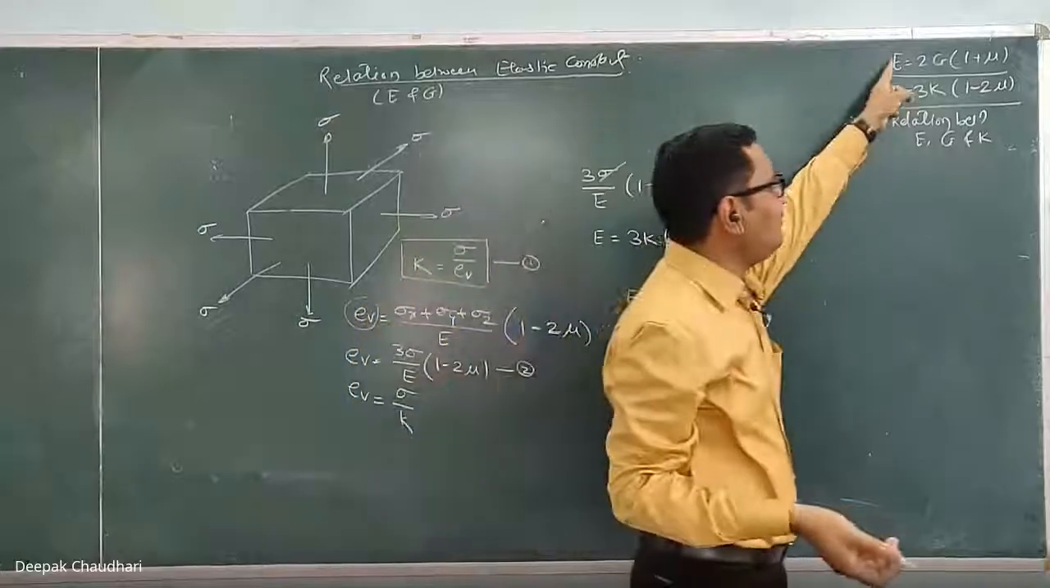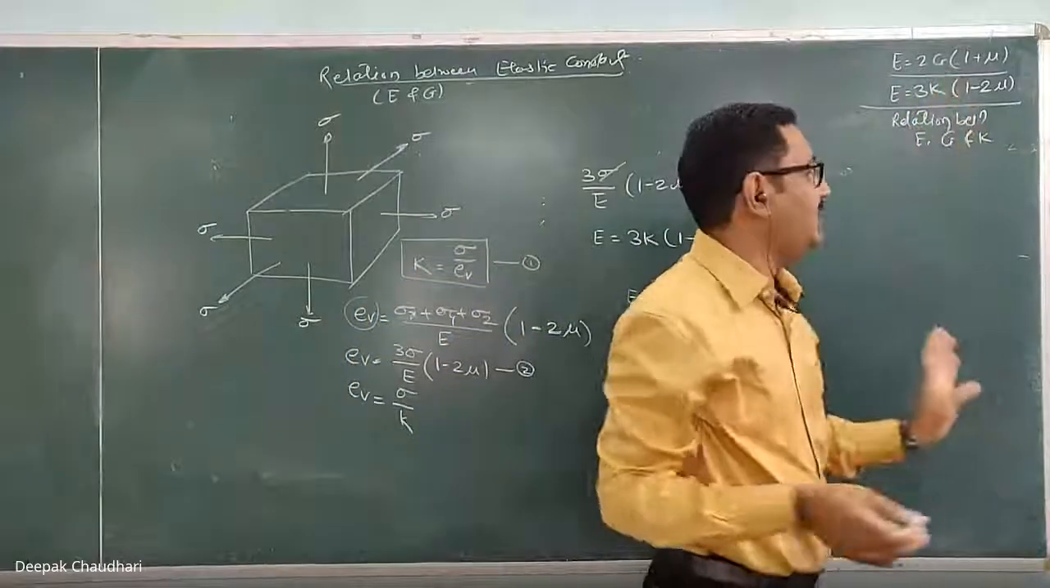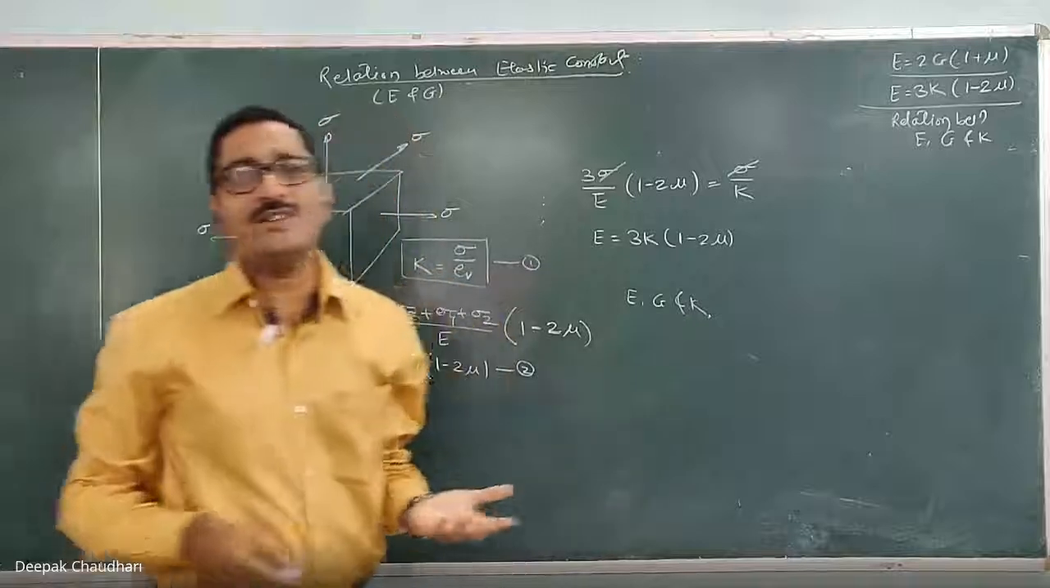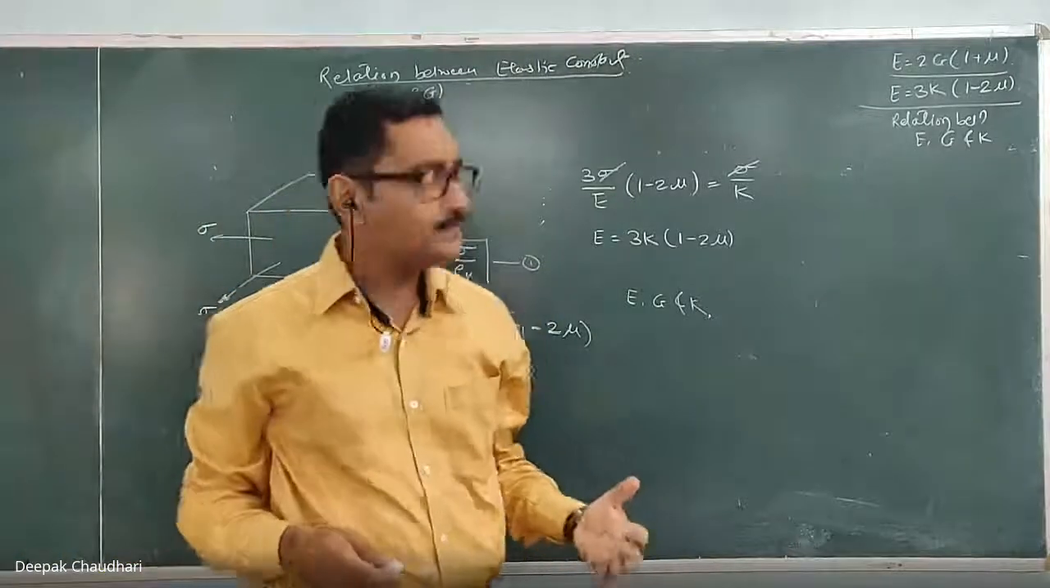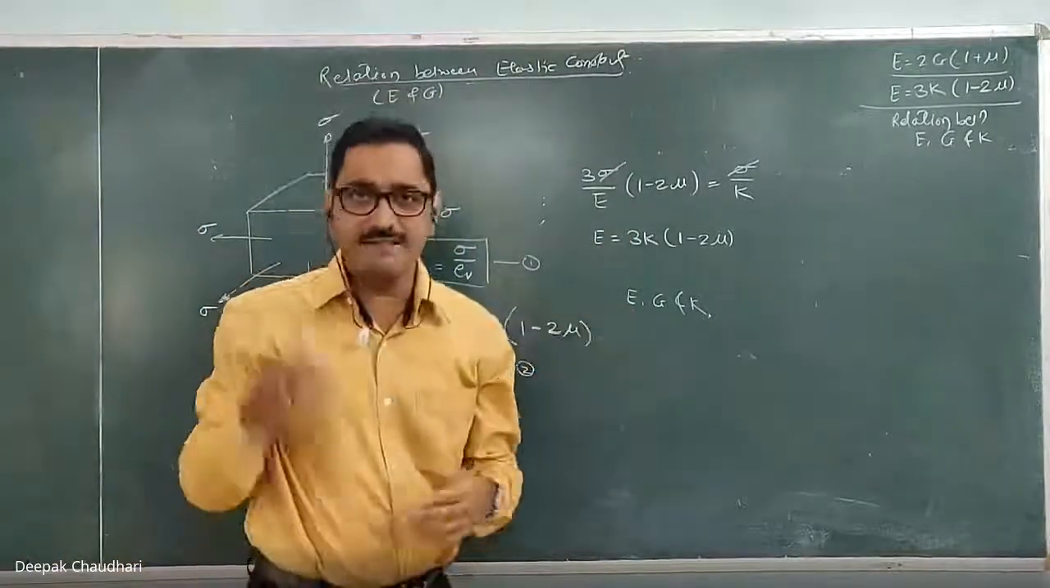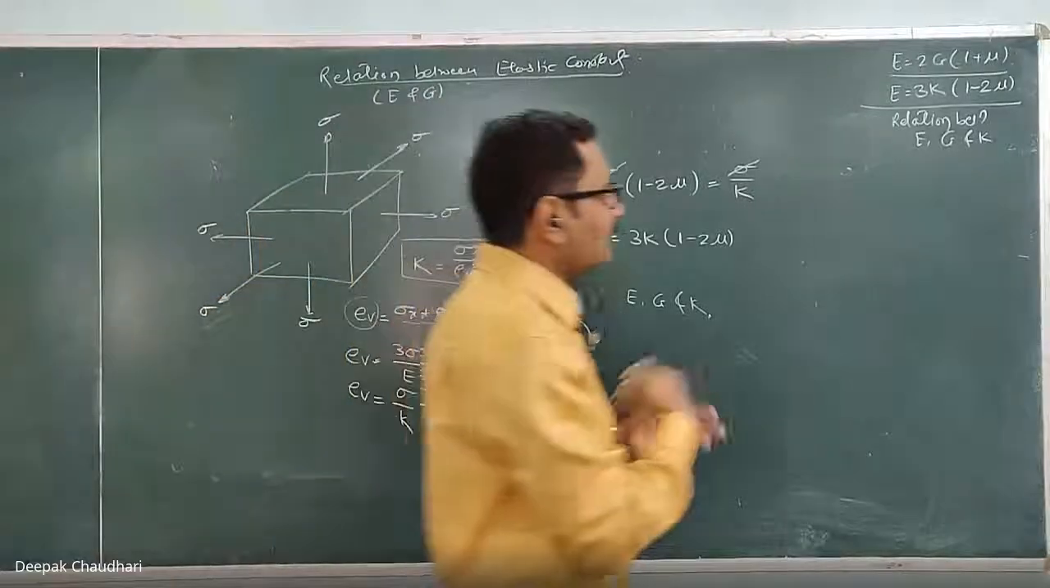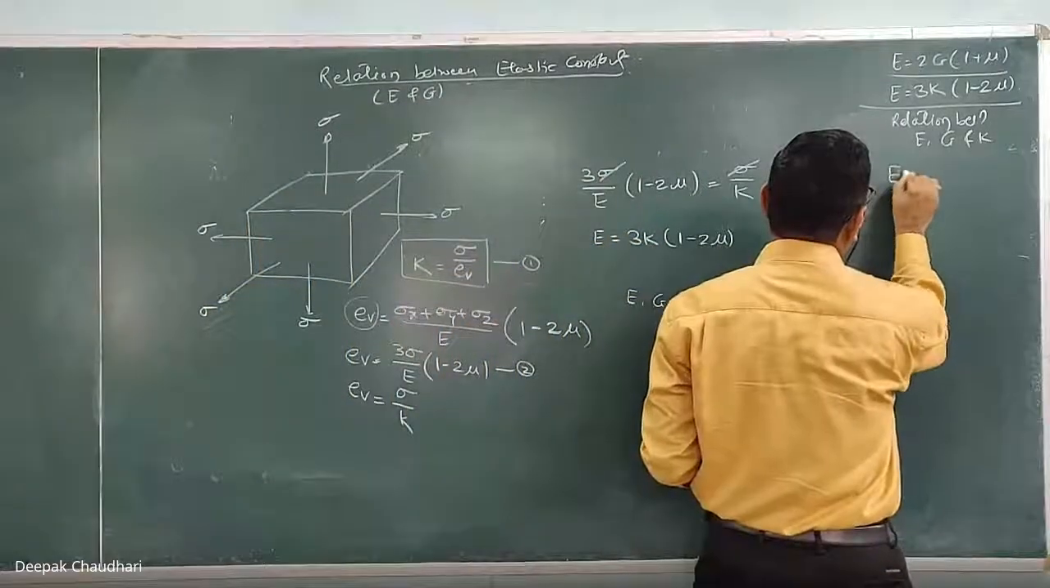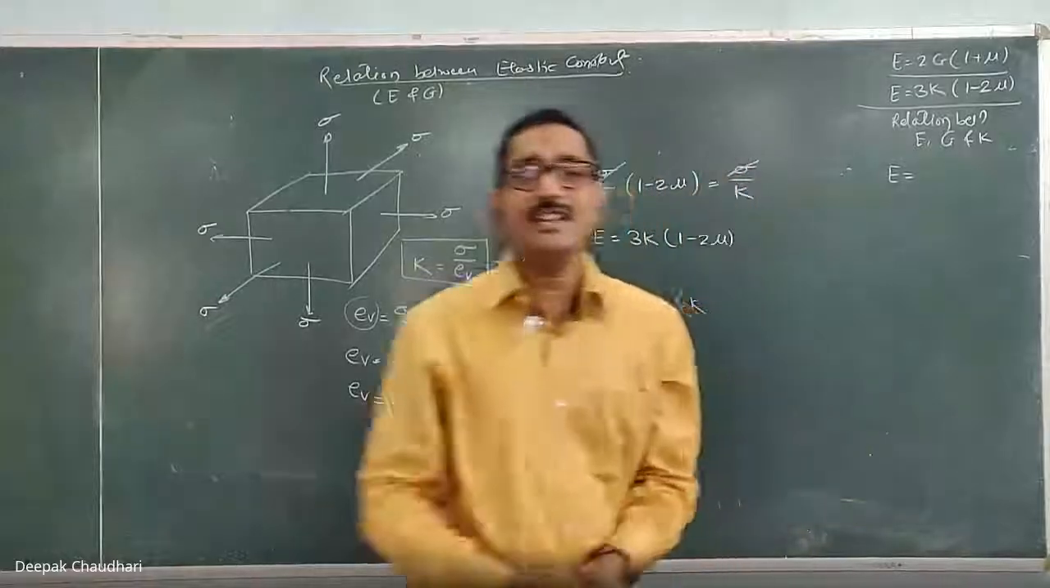So that we will get the relation between E, G and K. Eliminate mu. From any one equation, calculate the value of mu, and substitute in another equation. If you do that, you will get the relation between E, G and K. I'll keep it for homework.